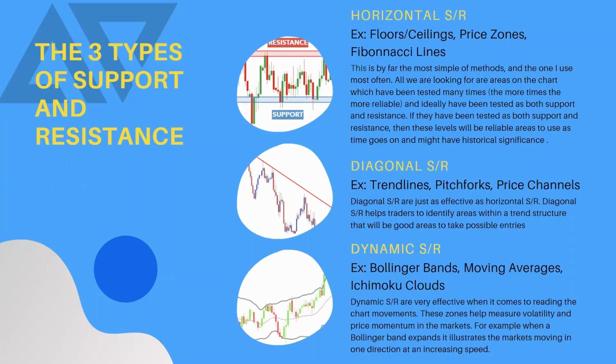Dynamic support resistance. These are like Bollinger Bands, moving averages, and Ichimoku clouds. Usually dynamic support resistance is some form of an indicator. Dynamic support resistance is very effective when it comes to reading chart movements. These zones help measure volatility and price momentum in the markets. For example, when a Bollinger Band expands, it illustrates the market moving in one direction at an increasing speed.